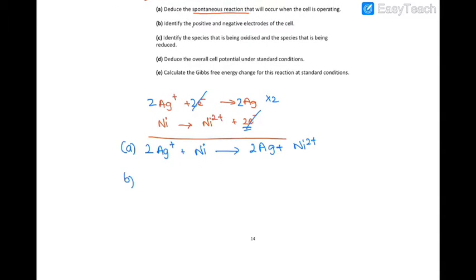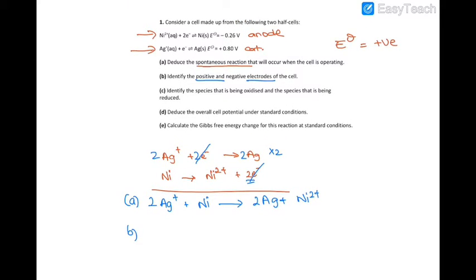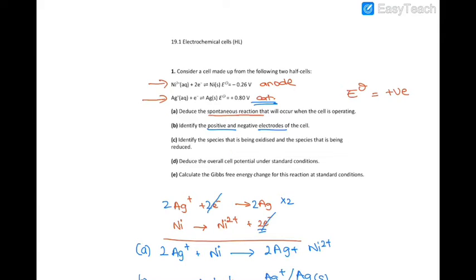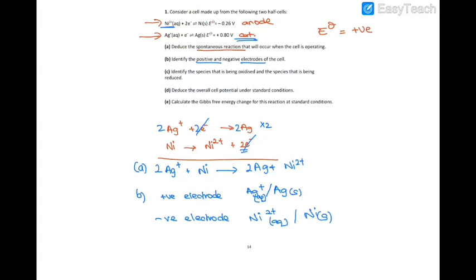Next, you need to identify the positive and negative electrode. So the positive electrode is the cathode. So this is the positive electrode. And the negative electrode is the anode. So nickel solid and nickel 2+.